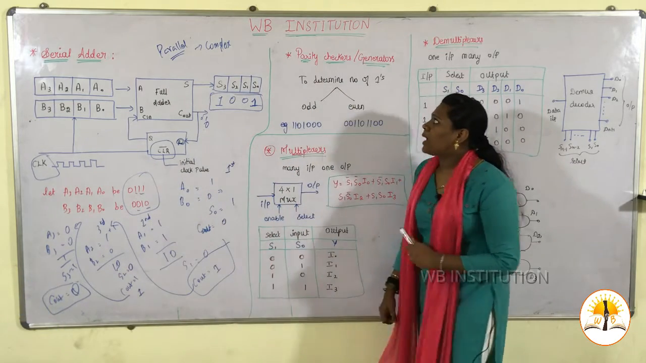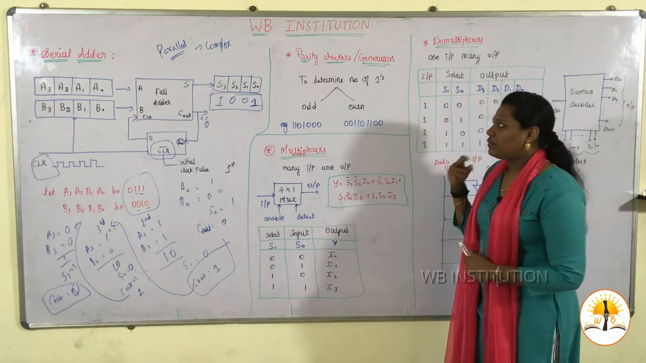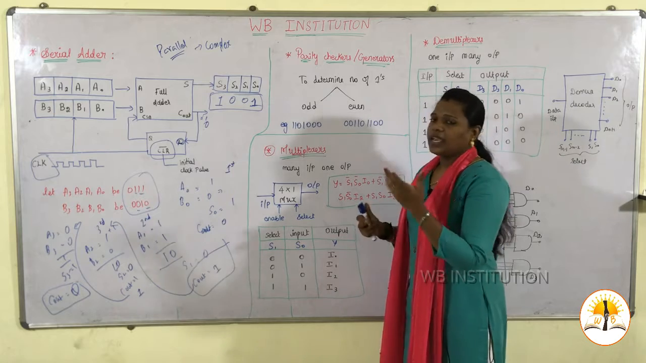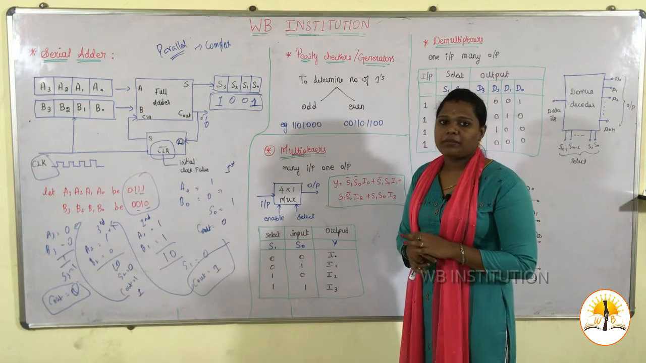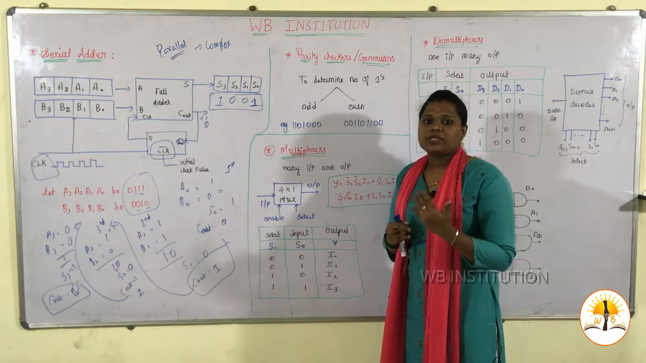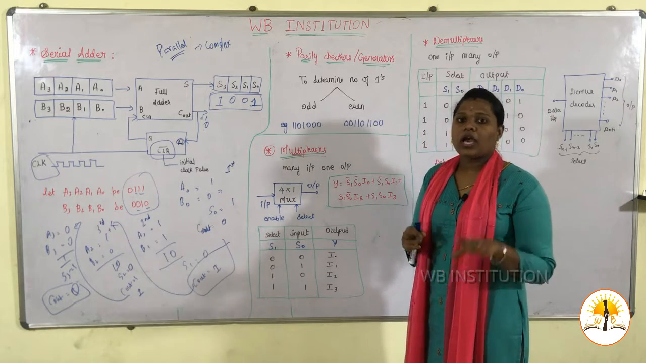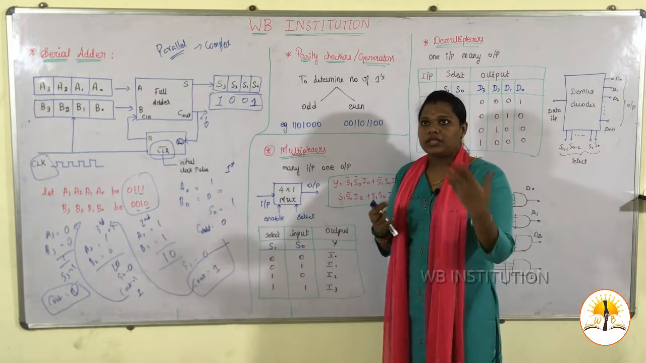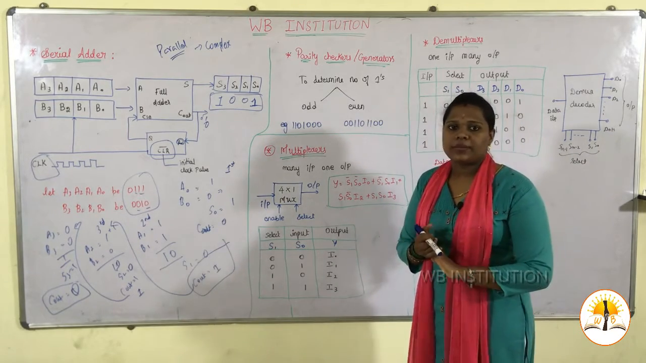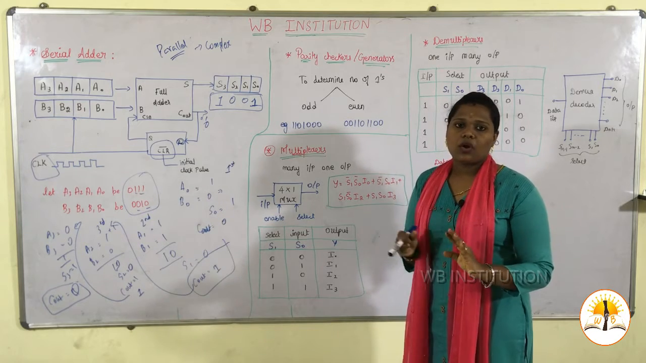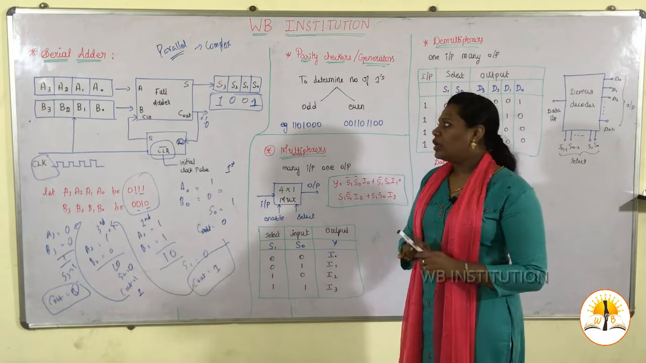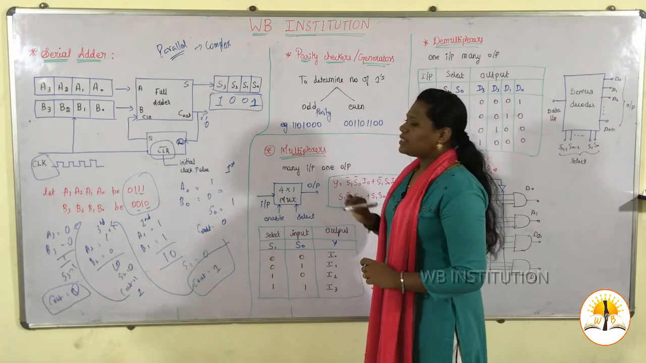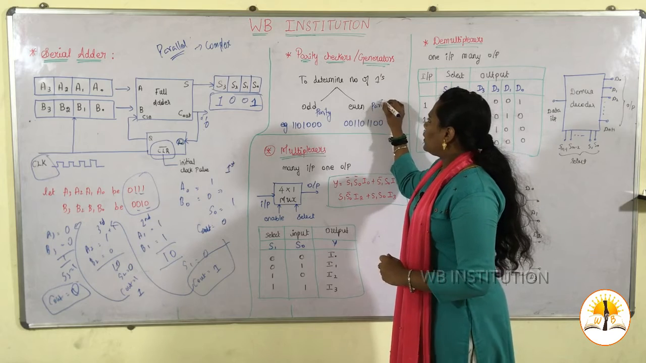Then the next topic is parity checker or generator. Actually this one is a very easy topic. Why do we use parity checker? In the sense, just take any binary bits. You need to check how many times the number 1 has occurred. If it occurs 3 times or 4 times. If it occurs 3 times, just take the number 3. Is 3 an odd number or even number? It is an odd number. If it is odd, you will be getting odd parity. If it is even, you will be getting even parity.